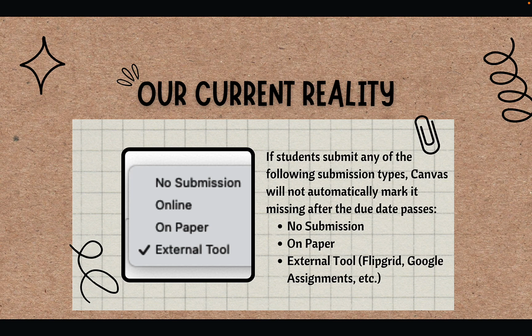So our current reality is if you select one of the following submission types when you're creating an assignment, Canvas is not going to mark it missing automatically. So if you did a no submission, on paper submission, or an external tool such as using Flipgrid or Google Assignments, Canvas is not able to automatically mark them missing when the due date passes.